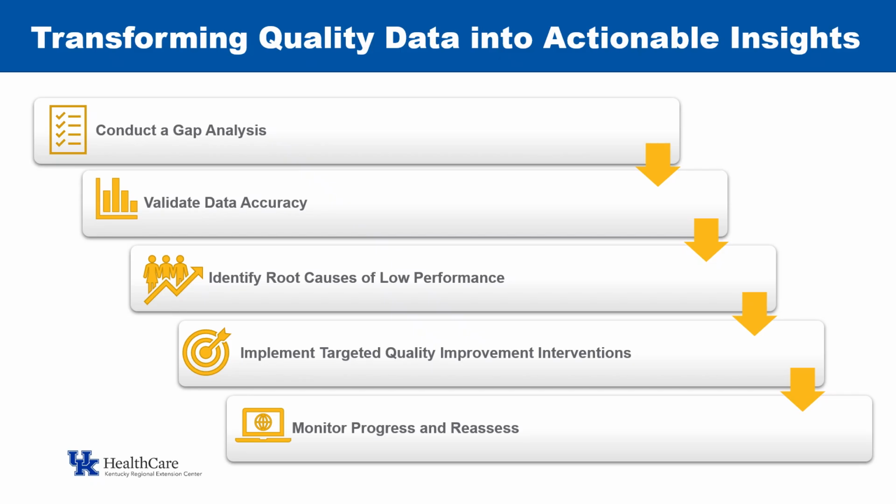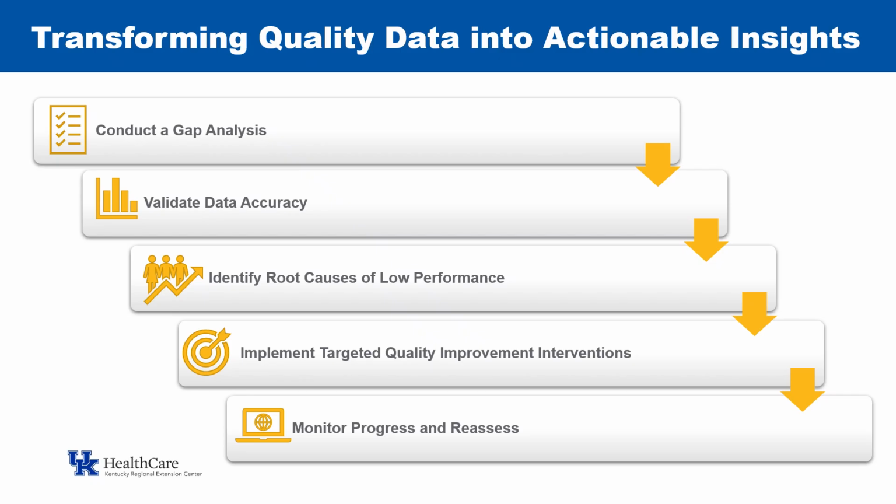Okay. Identify root causes of those low performances. Examine those workflows and documentation gaps. Engage your staff to understand operational barriers. Get them involved. Implement targeted quality improvement interventions. Develop action plans for those measures. Monitor improvement with monthly or quarterly dashboards. Keeps you on track. Monitor progress and reassess.